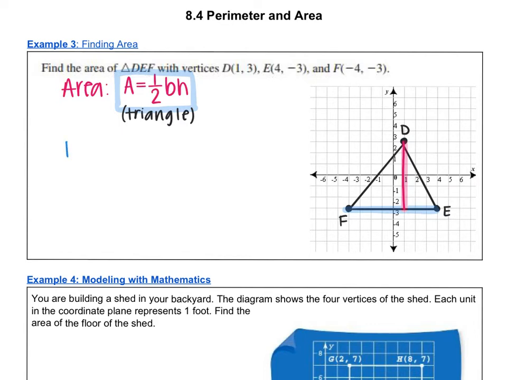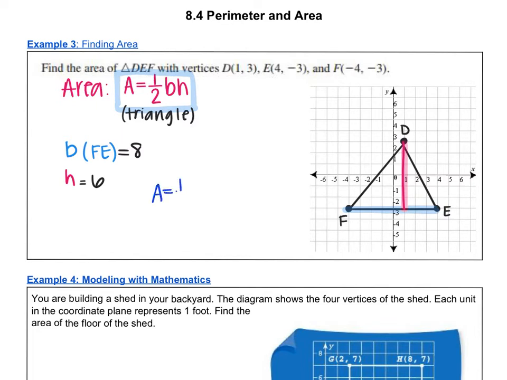So my base here, my B, which is side FE, is, let's count FE. 1, 2, 3, 4, 5, 6, 7, 8. So my base is 8. My height is that new line I just drew, and I'll count that. 1, 2, 3, 4, 5, 6. My height is 6. Now that I know my base and my height, I can go ahead and use that to actually calculate the area.